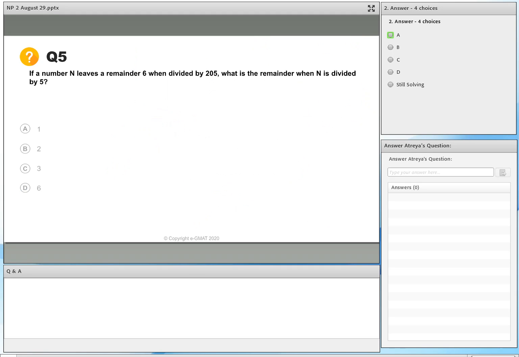All right, thank you for all of your responses. Let's move to question number 5 on your screen. All the best for this one.